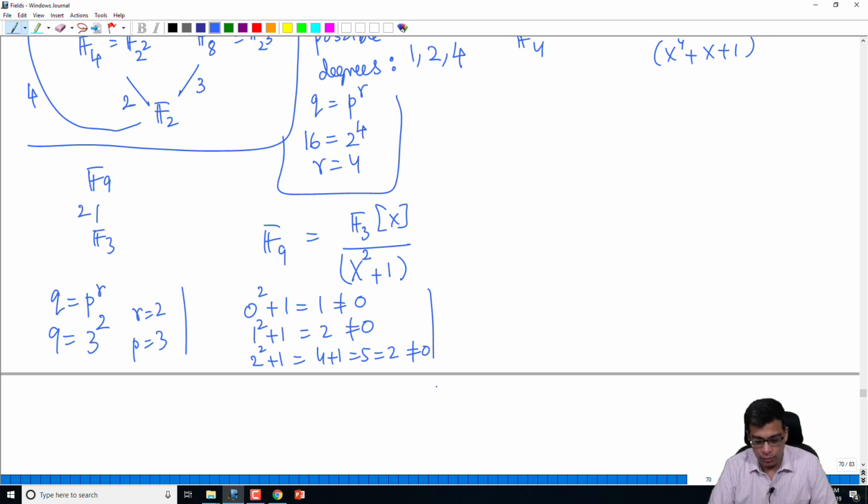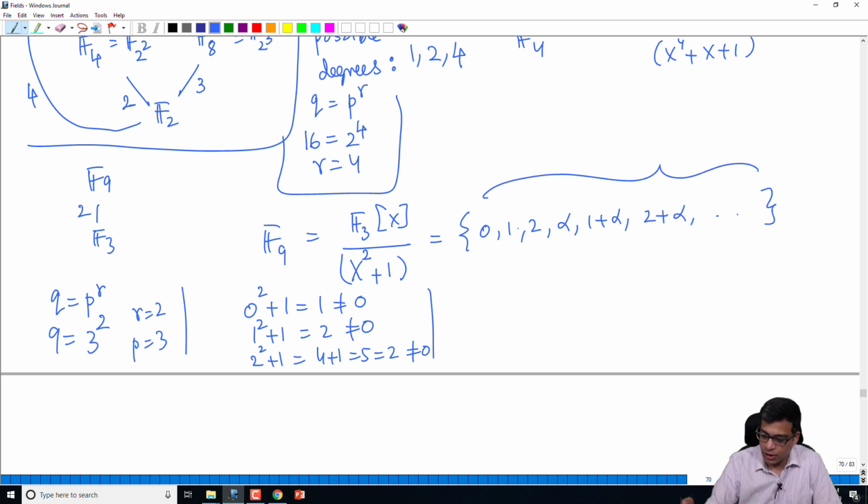So this will, for example, give you a polynomial which is irreducible, and you can factor that and write that as a field of order 9, and its elements can be written as 0, 1, 2, alpha. Here 1 comma alpha will be a basis, so alpha squared will be 2, so 1 plus alpha, 2 plus alpha, and so on. So I will not write all the 9 elements, there will be 9 elements.